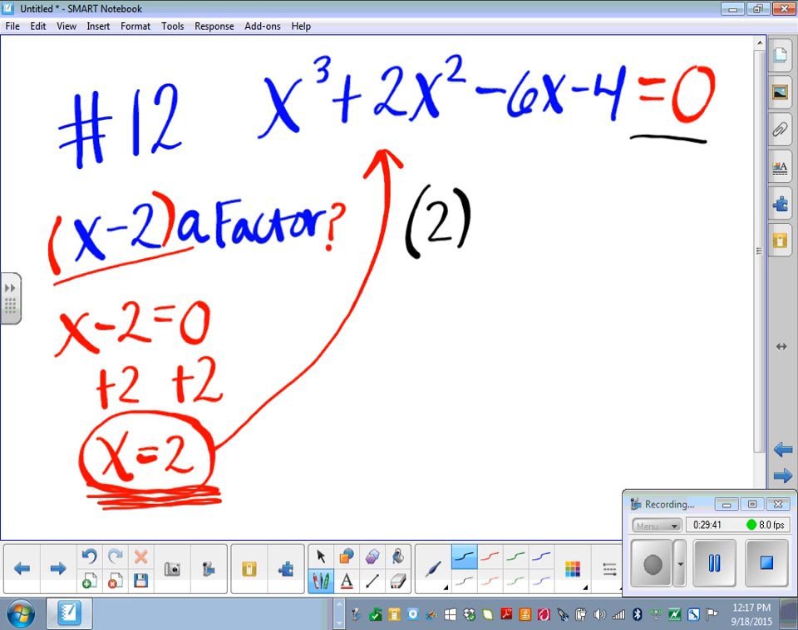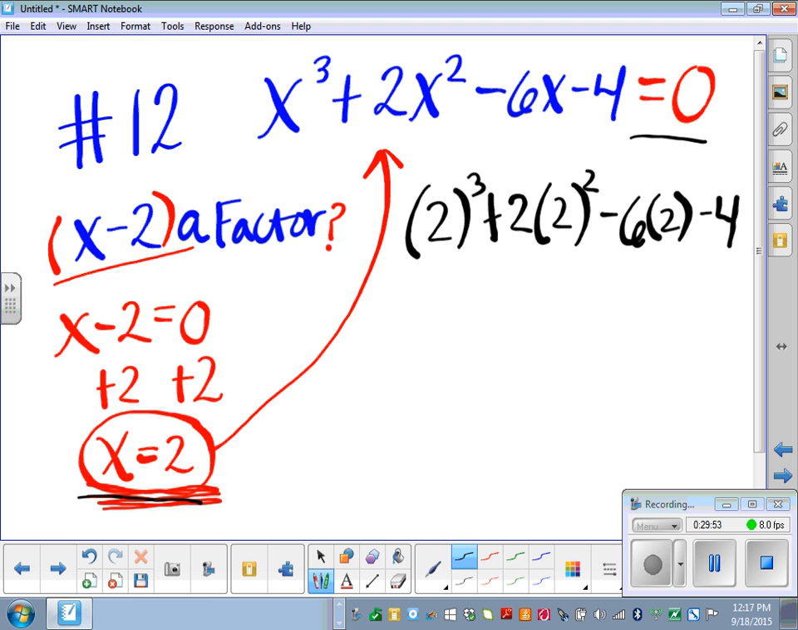So we'll put in 2 cubed plus 2 times 2 squared minus 6 times 2 minus 4. When we plug that in, that root, it better be equal to 0 or this is not a factor.